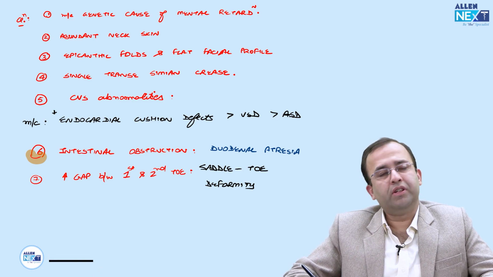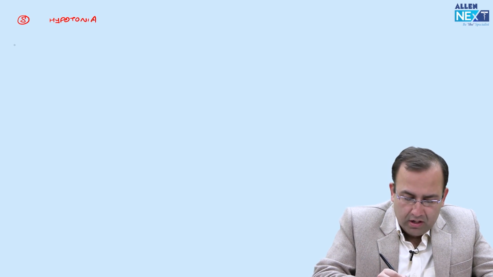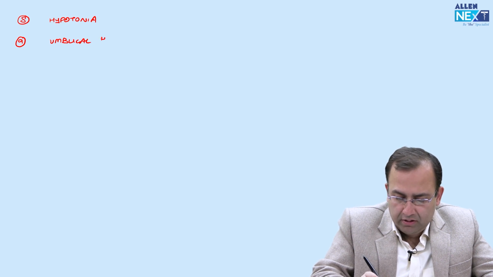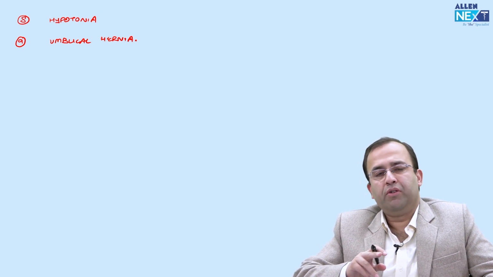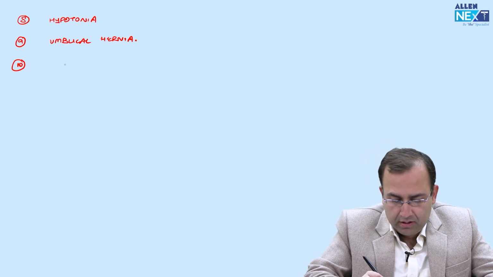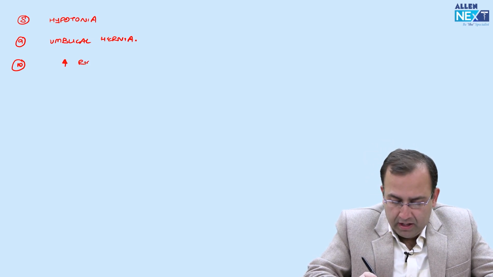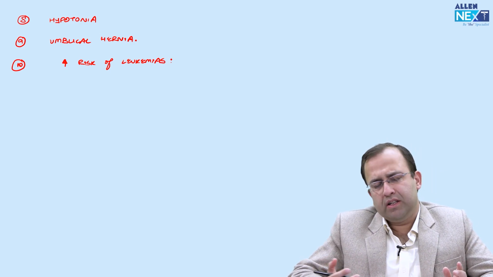Next, it is associated with hypotonia. The tone of the muscles is reduced. Umbilical hernia. Again, we have seen it is not a feature of Turner syndrome. It is a feature of Downs. And lastly, increased risk of leukemias. Down syndrome is associated with increased risk of leukemias, increased risk of blood cancers.